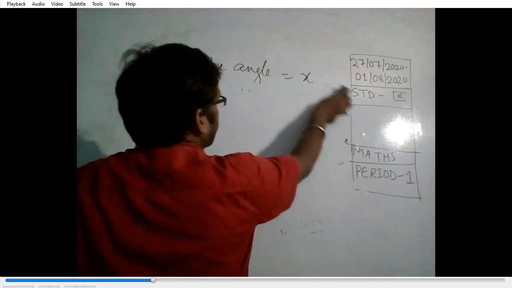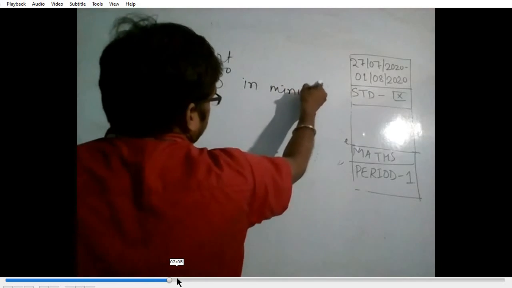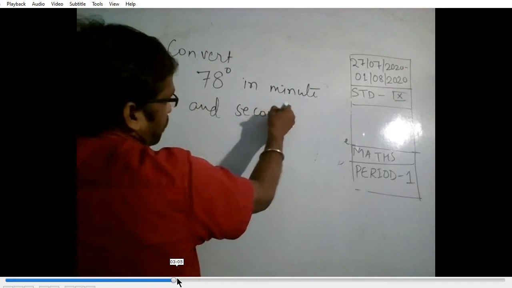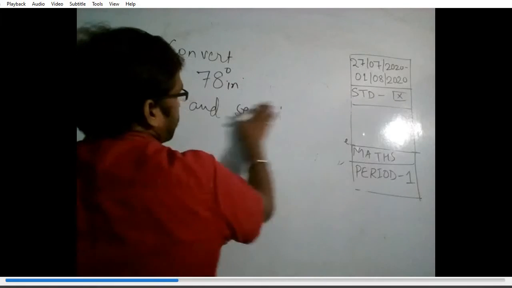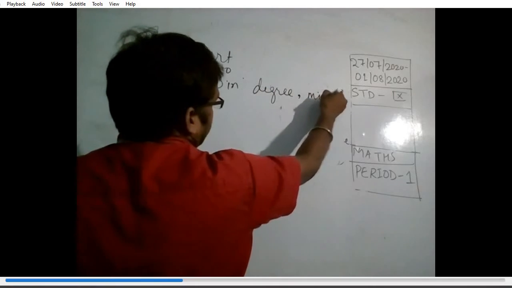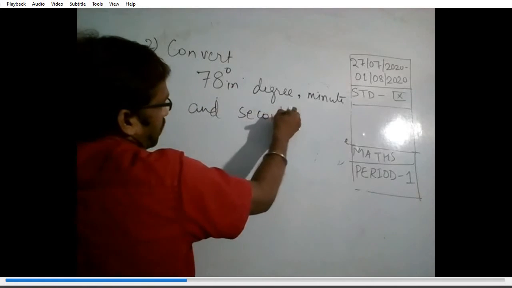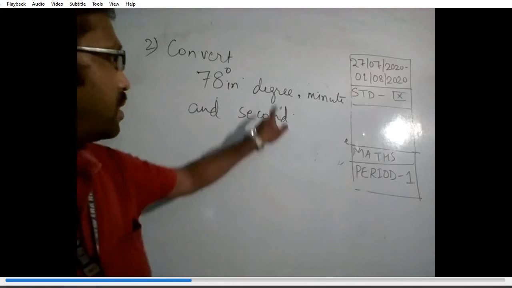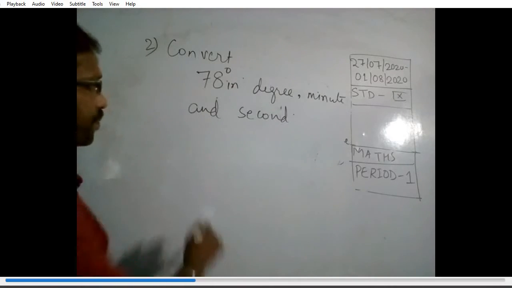Now the next question we'll take, and in that question we are saying: convert 78 degrees into minutes and seconds. For this also we have seen one slide where the symbols have been given. Now, 78 degrees should be written in degrees, minutes and seconds, all things should be there. First I will convert this into degrees and minutes, and then I will convert it into degrees, minutes and seconds. If you want to see, then just see here.